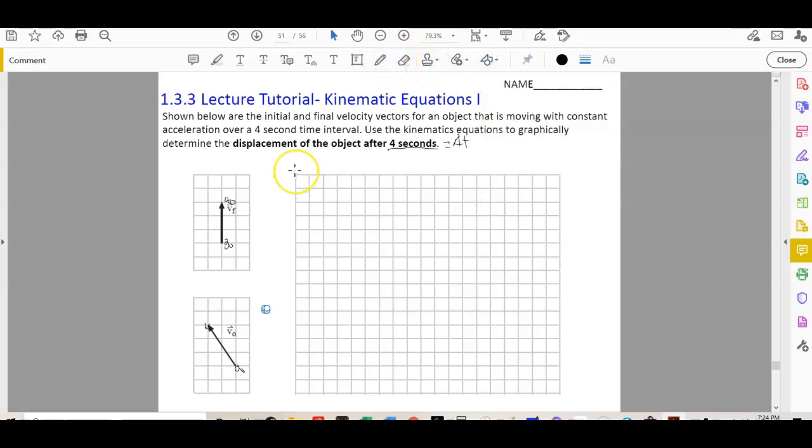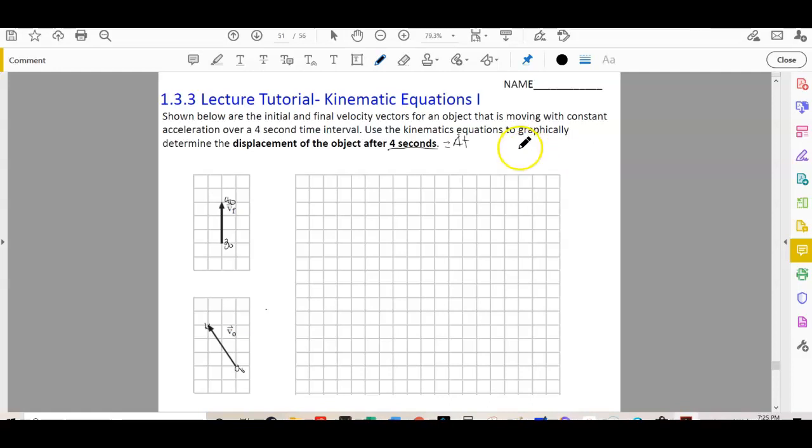But before we do that, let's think about what we have to do. So we have to do some sort of vector addition, right? And when I think of displacement, I think of our curvilinear equation of motion, which is delta r equals v_i t plus 1/2 a t squared, right? The problem is we don't have an acceleration vector. So that's not a good way to go about doing this, right? So that's not going to be helpful.